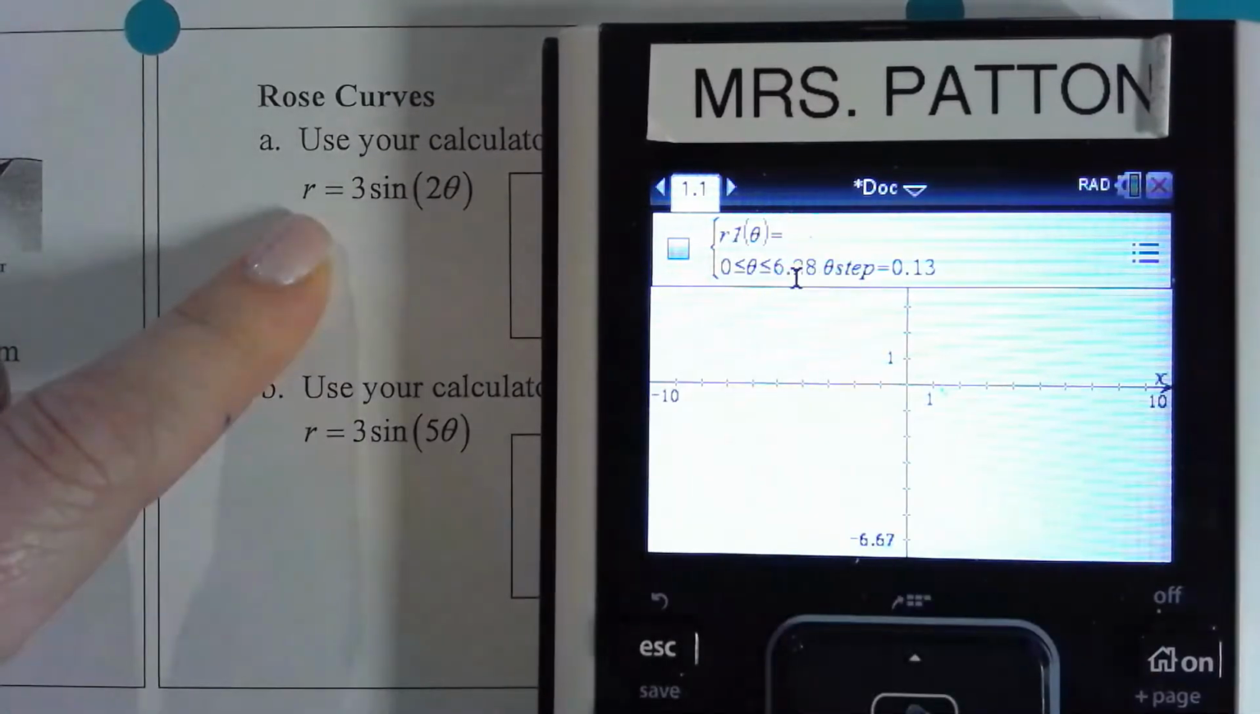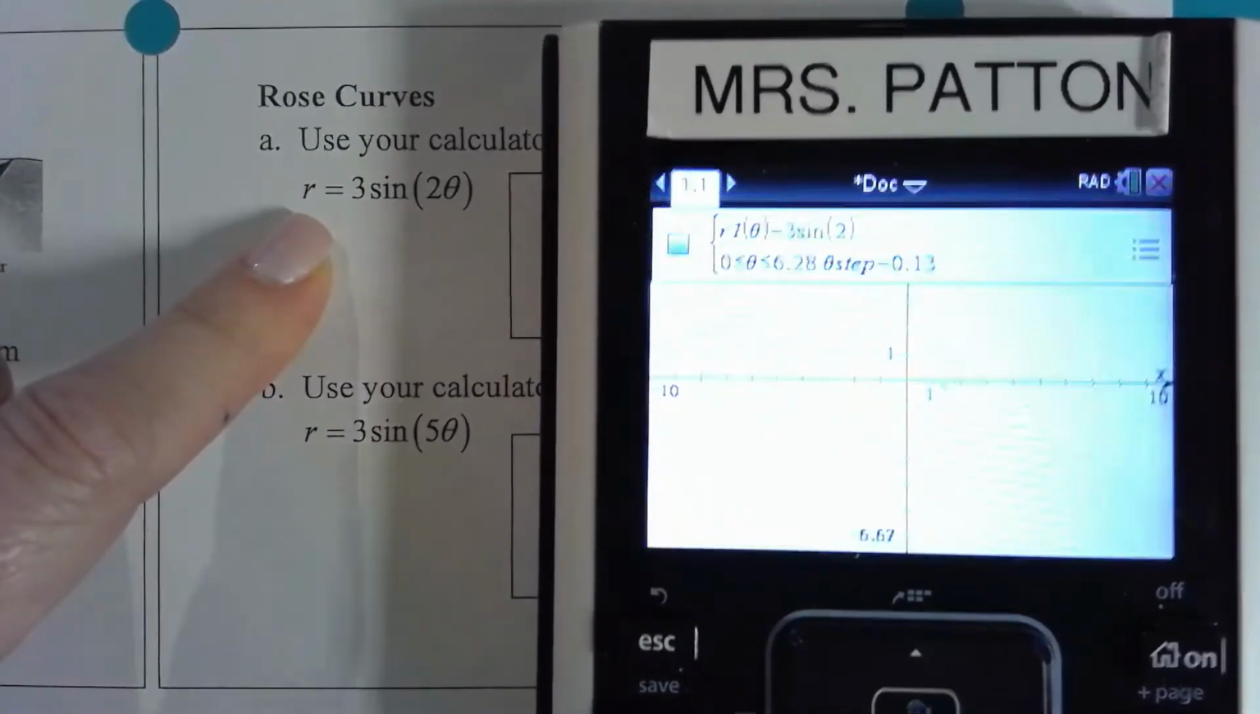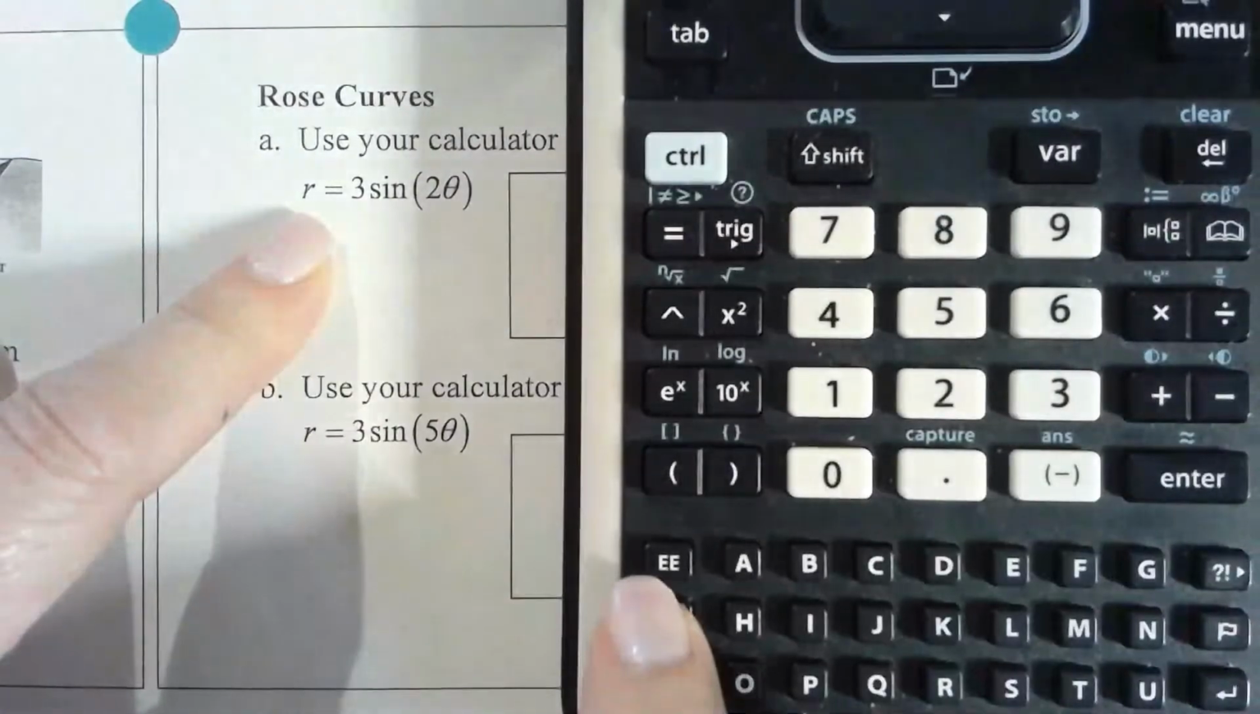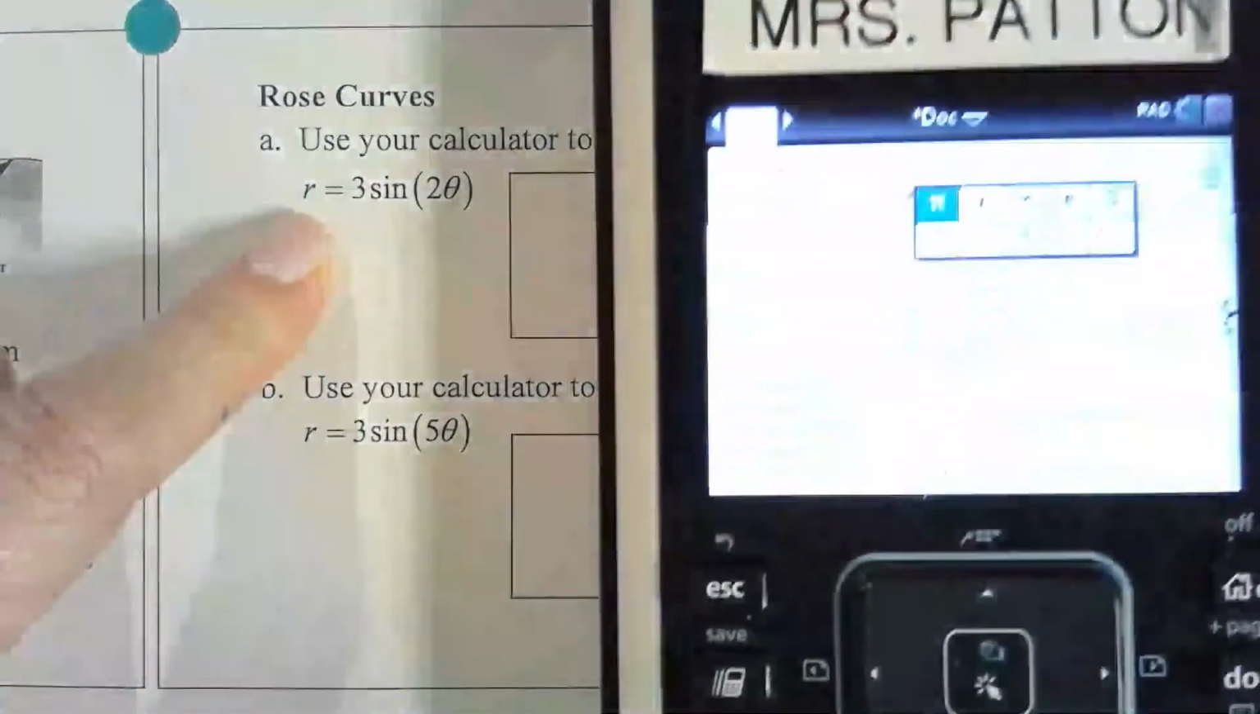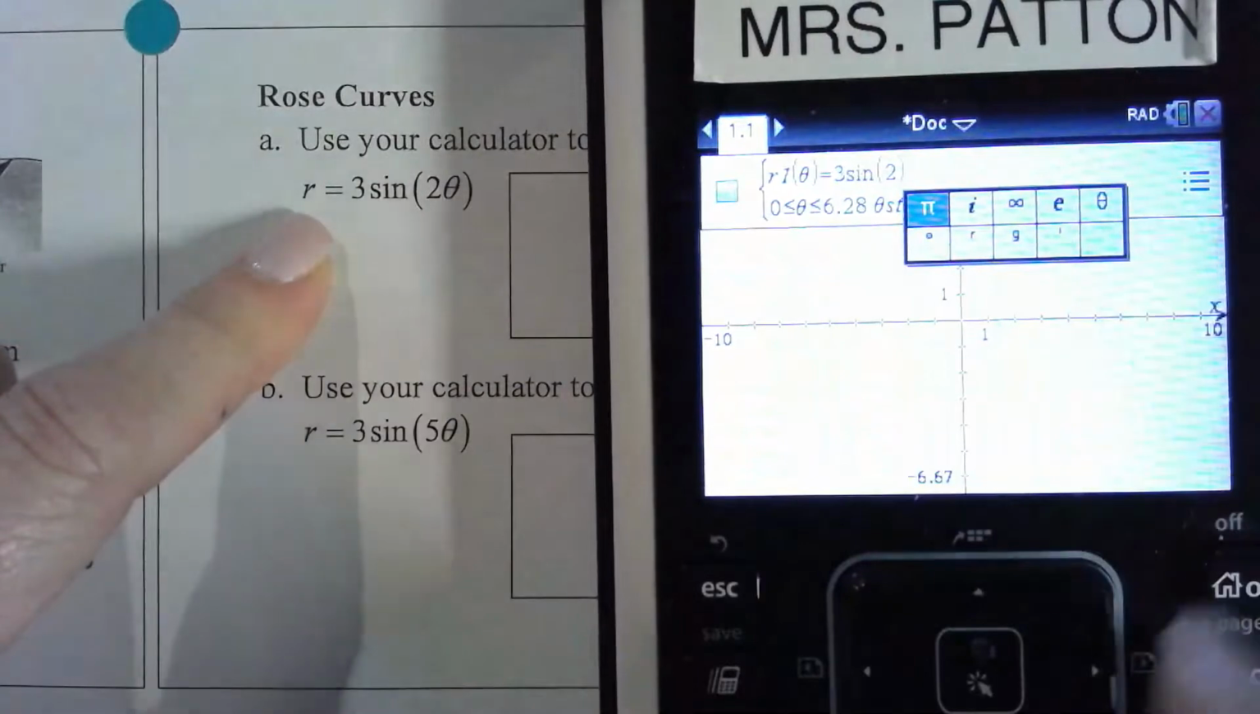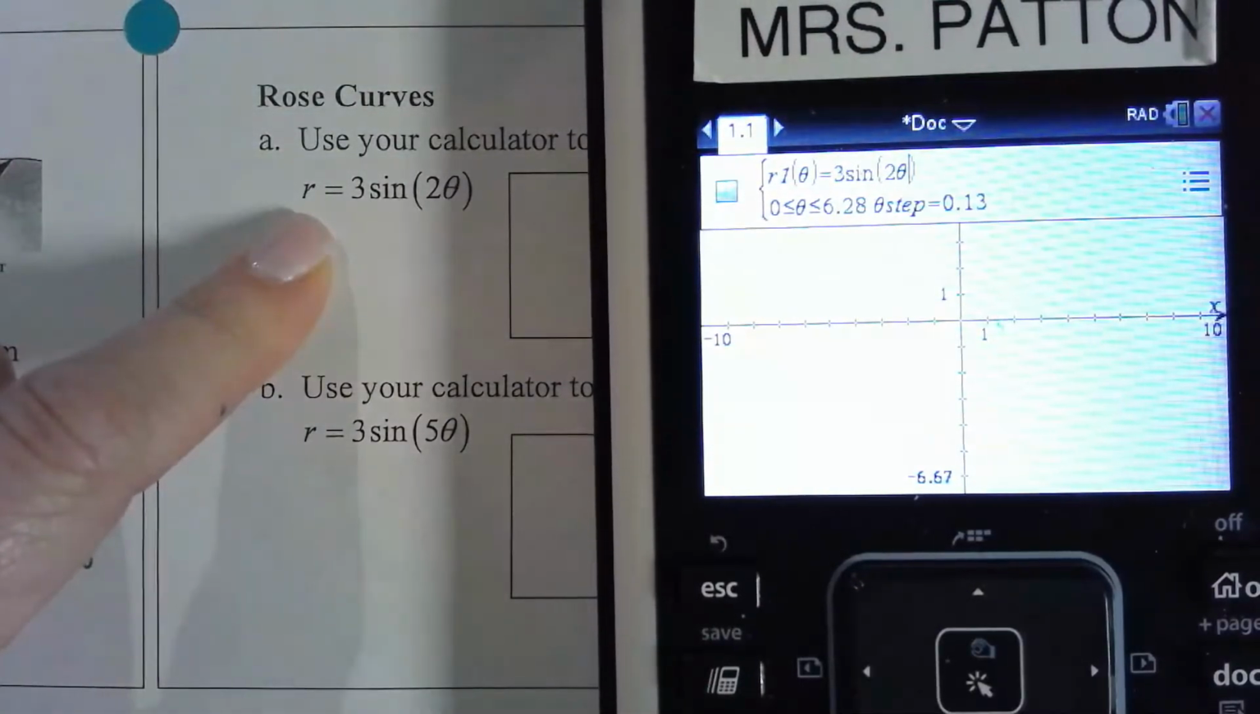R equals 3 sine of 2 theta. Theta is going to be where our pi button is. We can't just type in an X. So go hit your pi button, and it's going to pull up this menu that we've seen before. And we're going to go all the way over and grab that theta.